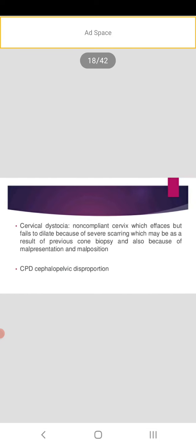Cervical dystocia, that is, an incompliant cervix which effaces but fails to dilate because of severe scarring, which may be as a result of previous cone biopsy, also because of malpresentation, position.